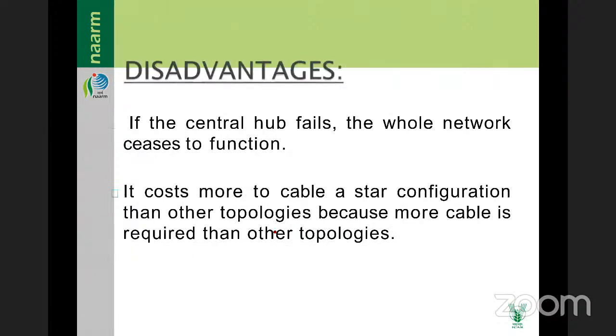What are the disadvantages here? If the central hub fails, the whole network ceases to function. Suppose the hub, the switch, has any problem; the whole network will cease to function. It costs more to cable a star configuration than other topologies because more cable is required than in other topologies. So here the star topology requires less cable compared to others, but it still costs more.